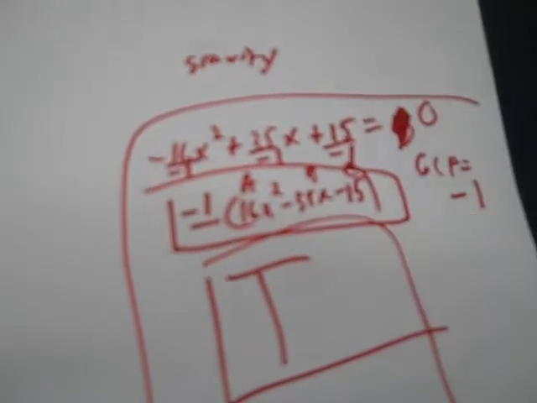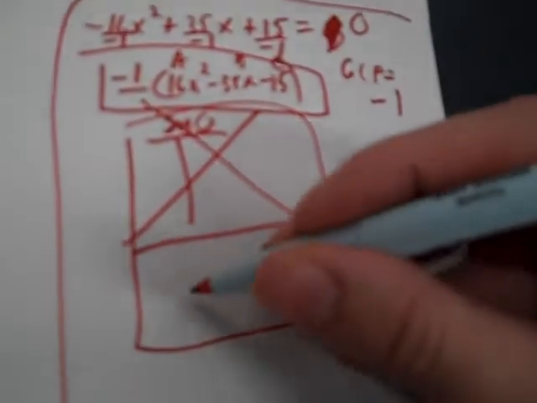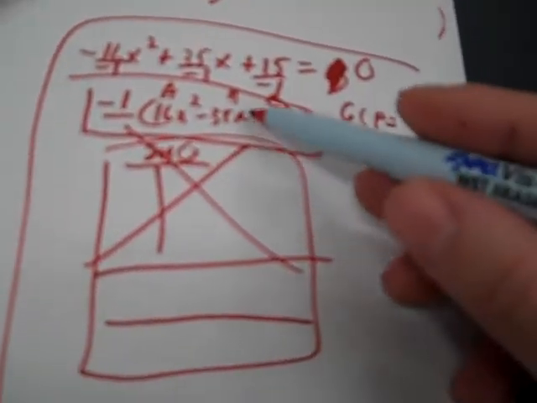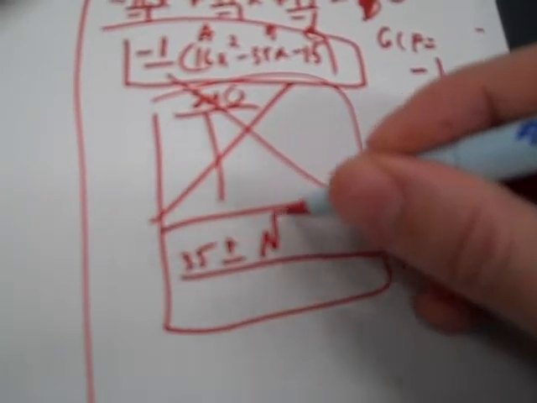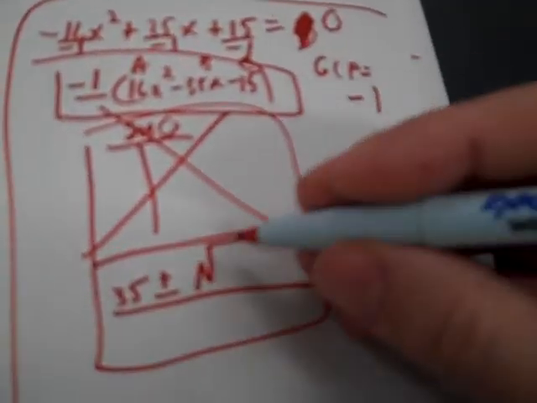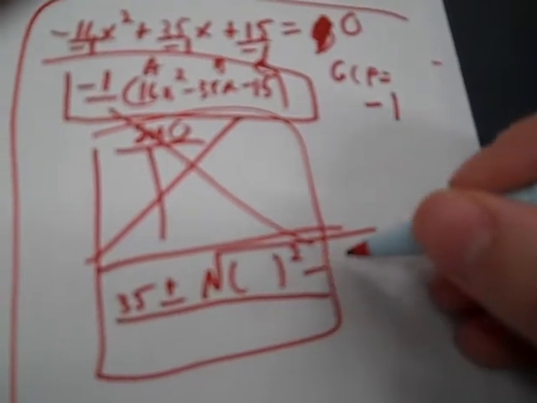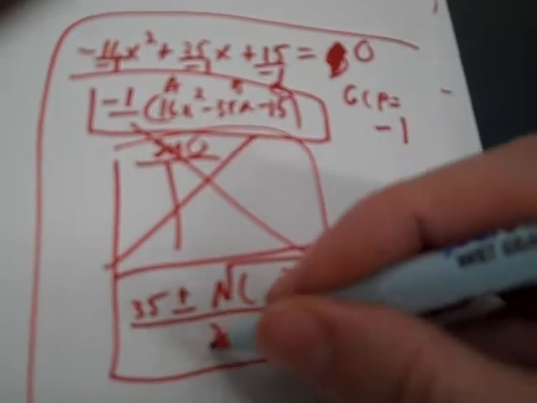Now I'm going to get a huge number here. When I take 16 times 15, I get like 240. That number's too high to run a t-chart. It's cost-benefit analysis. The costs outweigh the benefits, so I'm going to use the quadratic formula. The opposite of my b is 35, plus or minus the square root of b squared minus 4ac, all over 2a, which is 2 times 16.